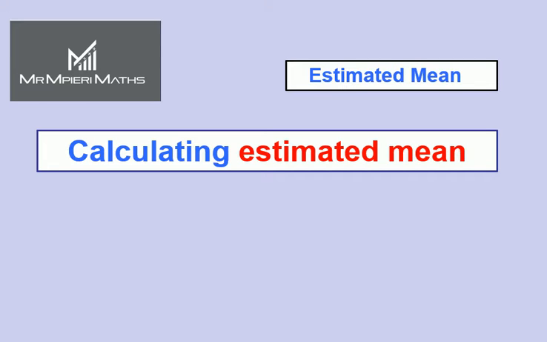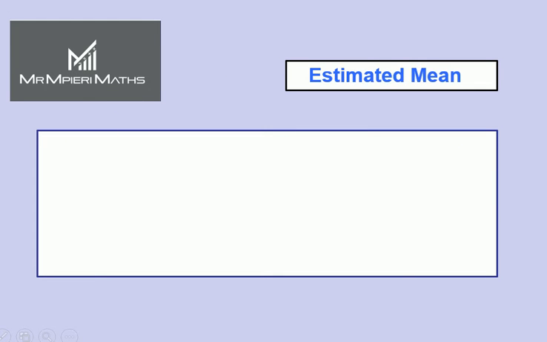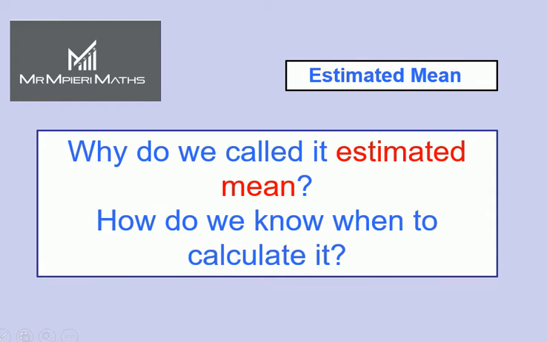Calculating estimated mean. There are two very important questions here. The first one is, why do we call it estimated mean? And the second question is, how do we know when to calculate it? Why do we call it estimated mean instead of mean? And how do we know when to calculate it?